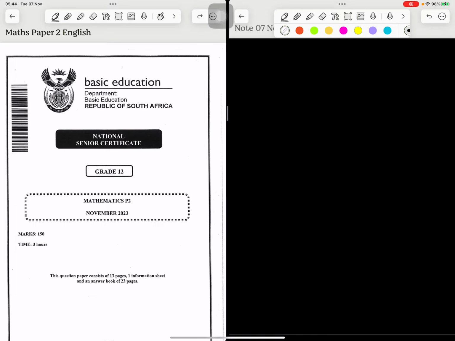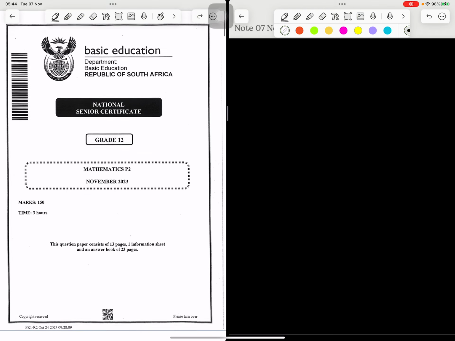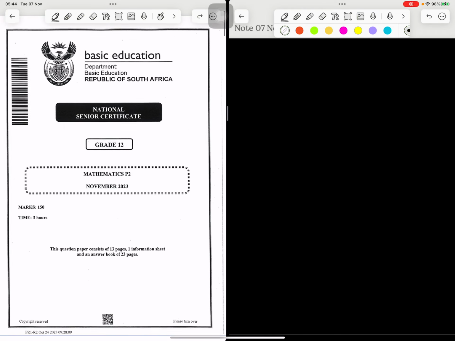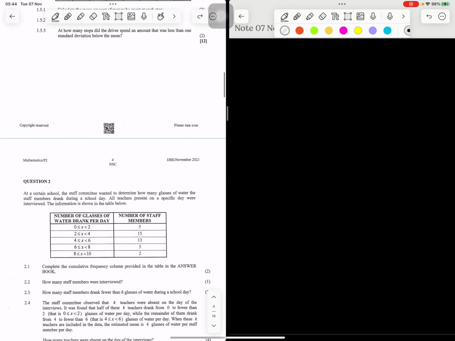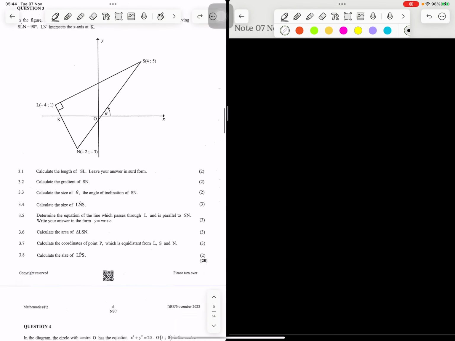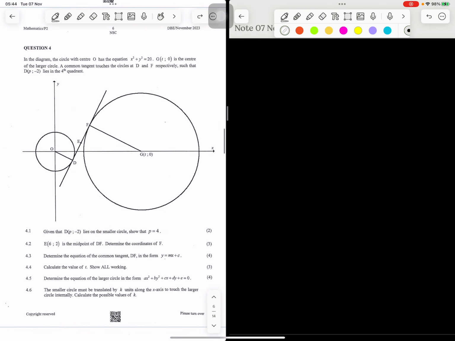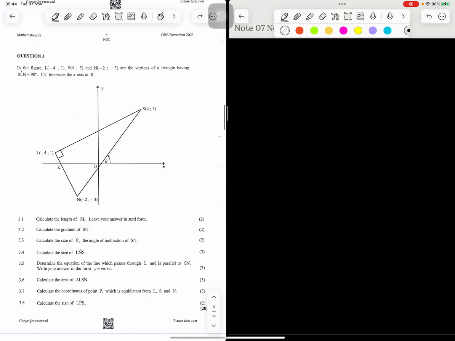I have your mathematics paper 2 here that I want us to discuss, more especially those troublesome questions. I've been getting a bunch of emails from different schools and students, including teachers, asking what my approach is on 3.7 and 3.8 as well as 4.6. So let me start with question 3 and we see how far we can go with this.